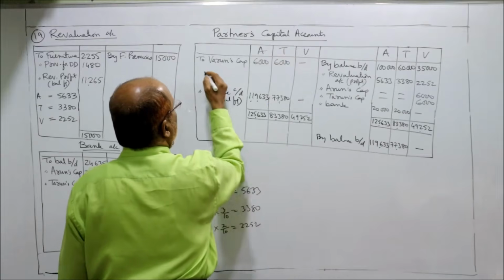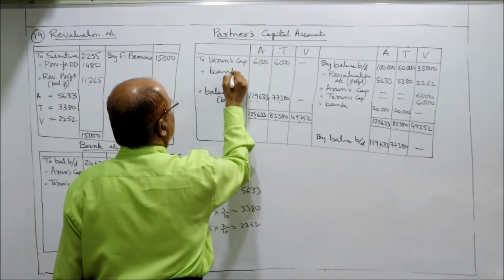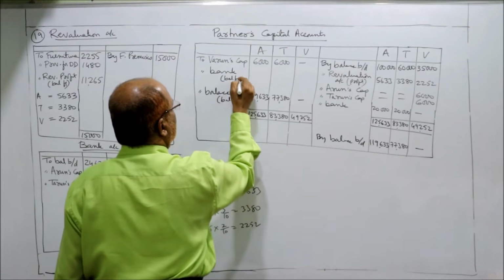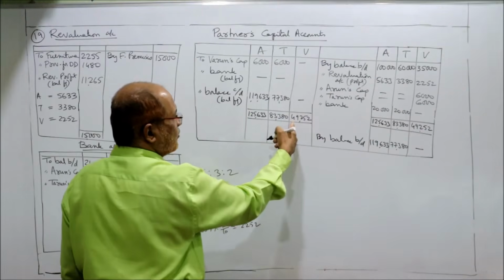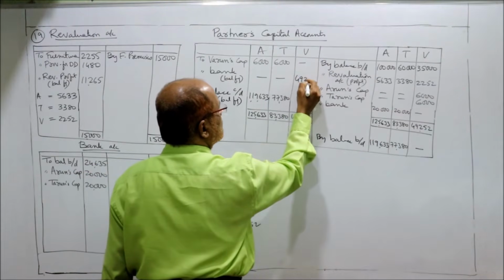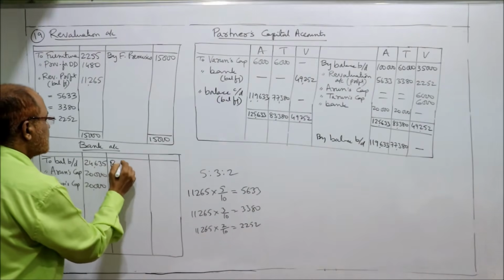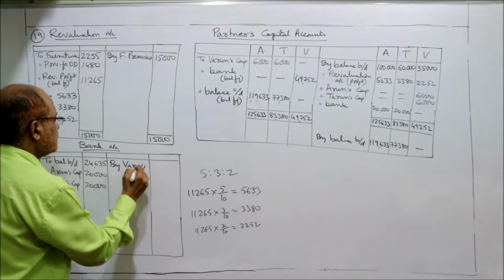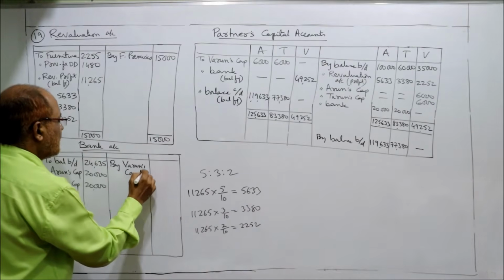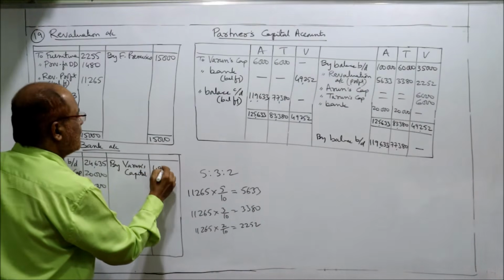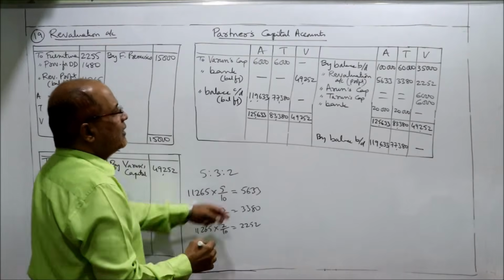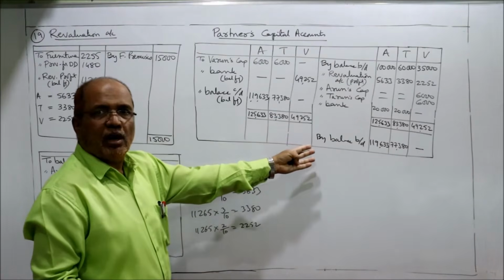So I am debiting Varun to bank. Balancing figure. How much do we have to pay? 49,252. Now the bank account should be credited by Varun's capital, 49,252. Now all the accounts are over.